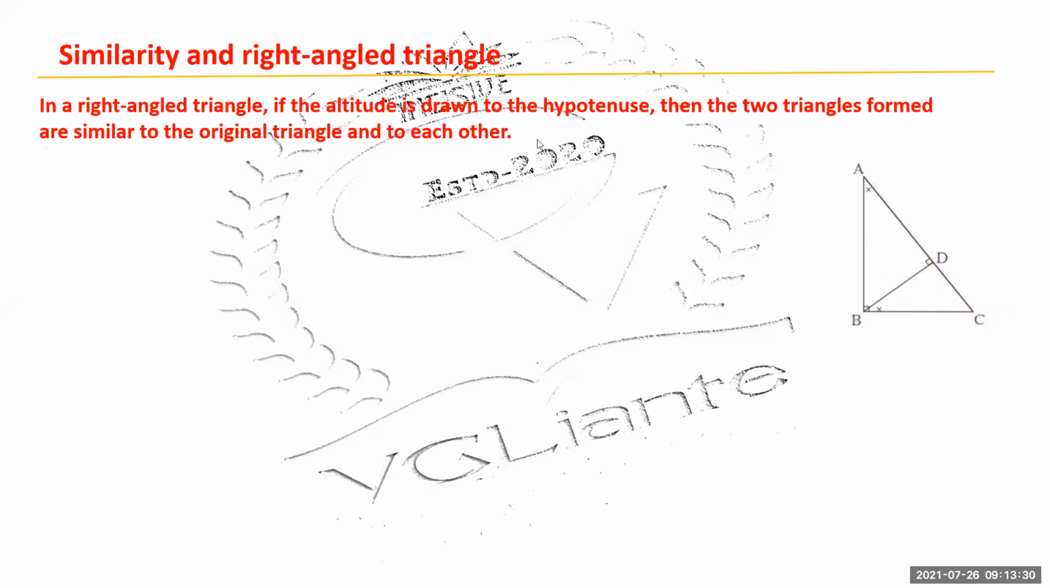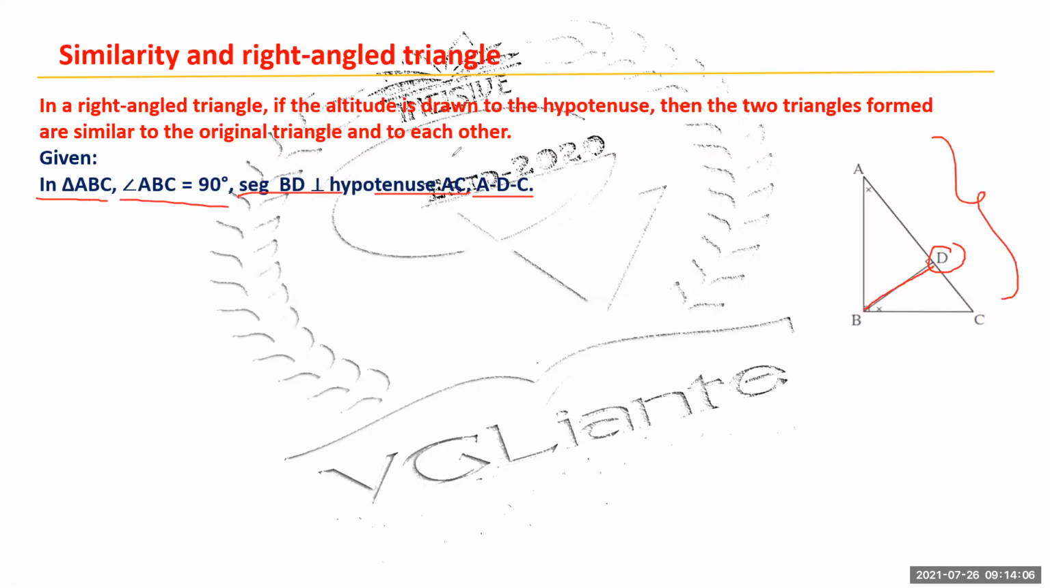Understand? Now we'll move toward the proof of this. Which things are given to us? We'll first make a note of this. From the given statement, you'll be given a right angle triangle and an altitude. In triangle ABC, angle ABC equals 90 degrees. BD is perpendicular to hypotenuse AC. BD is the altitude and point D lies between A and C. These things are given to us.